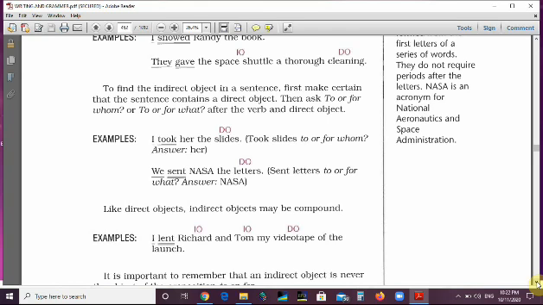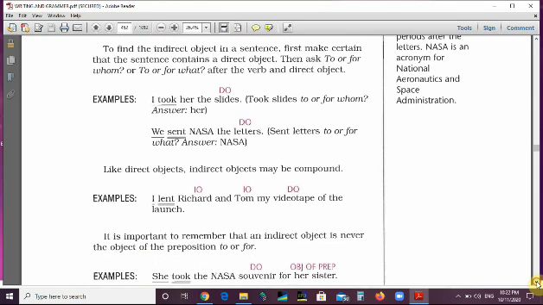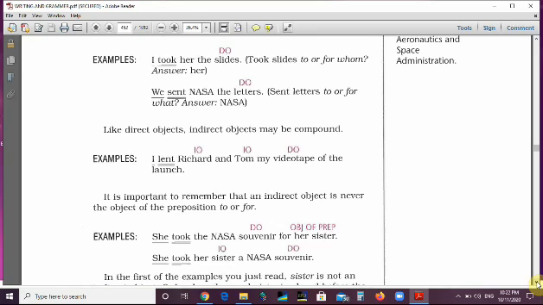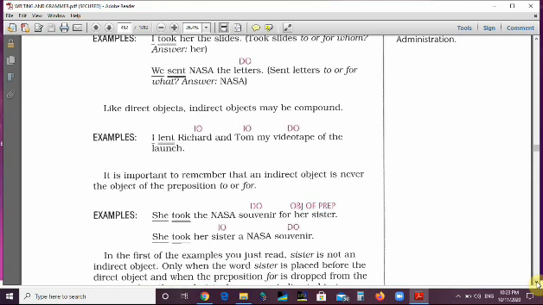I took her the slides. Took the slides to or for whom? Her. So the direct object is the slides and her is the indirect object. We sent NASA the letters. We sent the letters to what or to whom? Or for what? The direct object is letters and the indirect object is NASA.